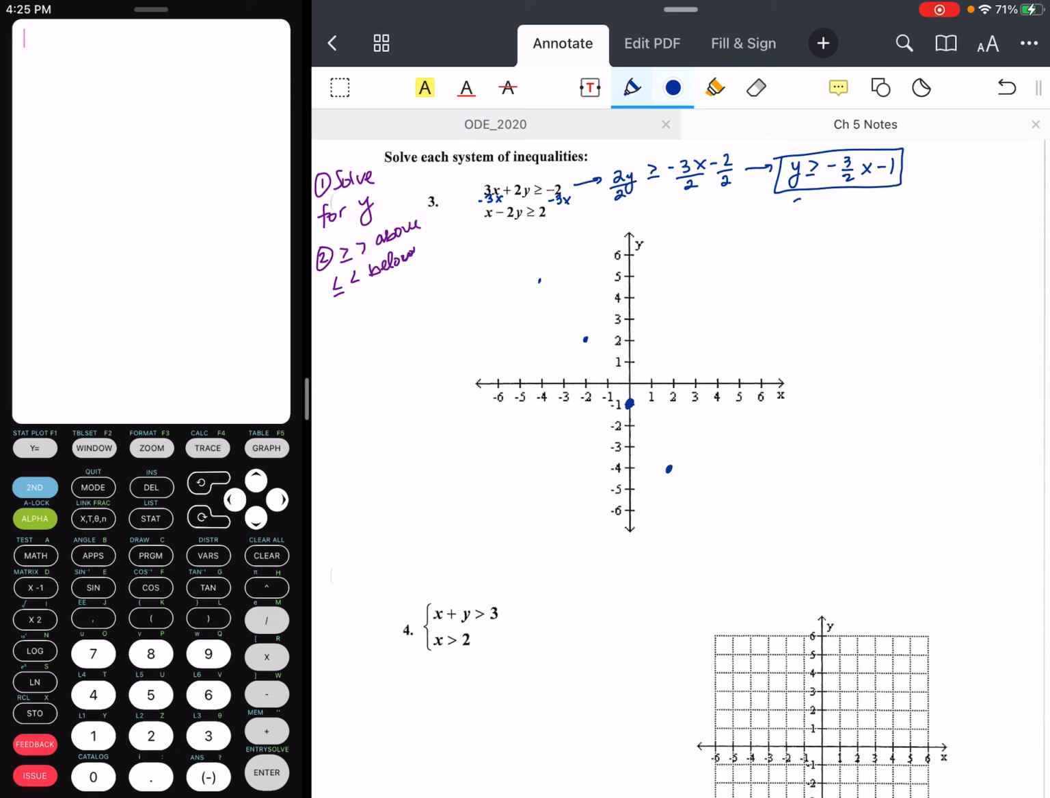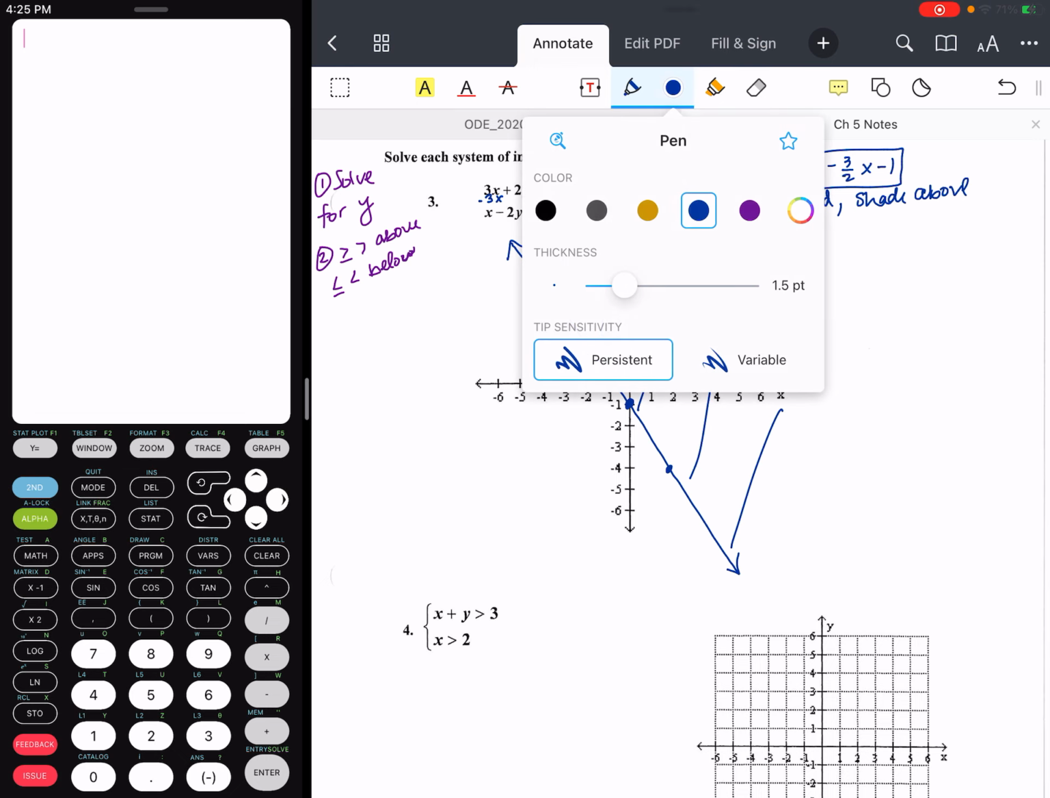I'm going to graph this using a solid line because it's greater than or equal to. And when I shade, I'm going to shade above because of this greater than or equal to inequality. So shade up above the line. And I'm just going to do this really lightly. And you should shade in the same direction even if you use the test point method.